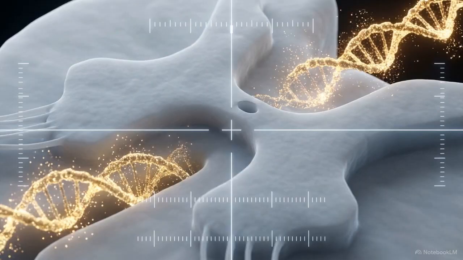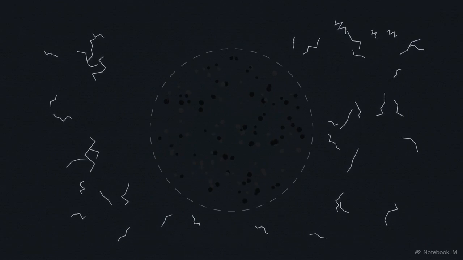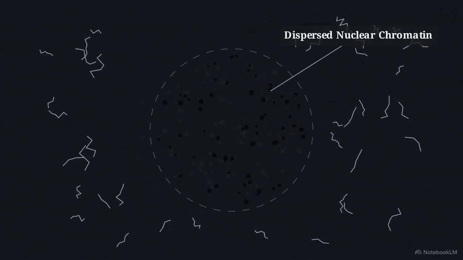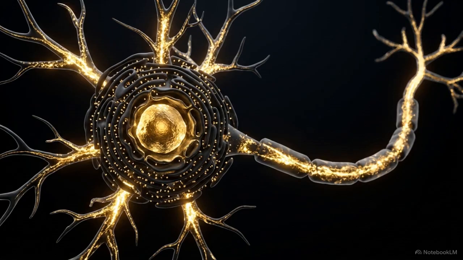We can verify this activity by scaling down from cellular morphology to subcellular ultrastructure using electron microscopy. At this scale, the control neurons show clear internal degradation, dispersed nuclear chromatin, and loosely segmented rough endoplasmic reticulum. IKVAV-treated cells feature massive rough endoplasmic reticulum and high mitochondrial density. Highly folded nuclear membranes prove elevated transcriptional activity.